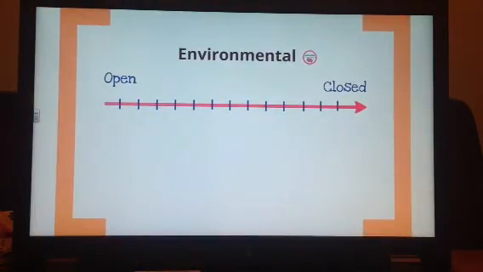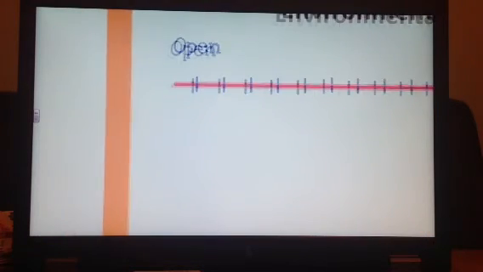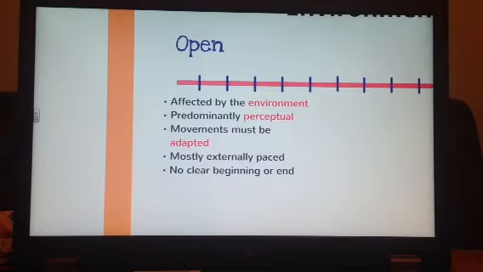So the continuum here is on an open and a closed scale. So an open skill is affected by the environment. It's predominantly perceptual, and that means that your decisions are based around interpretation. You have to be able to work out how fast the ball is travelling. You have to work out how far away the person you would like to pass to is. How far away are defenders? Are they coming towards you? Are they moving away from you? So you have to perceive and interpret all this information. That makes it that definition of an open skill.